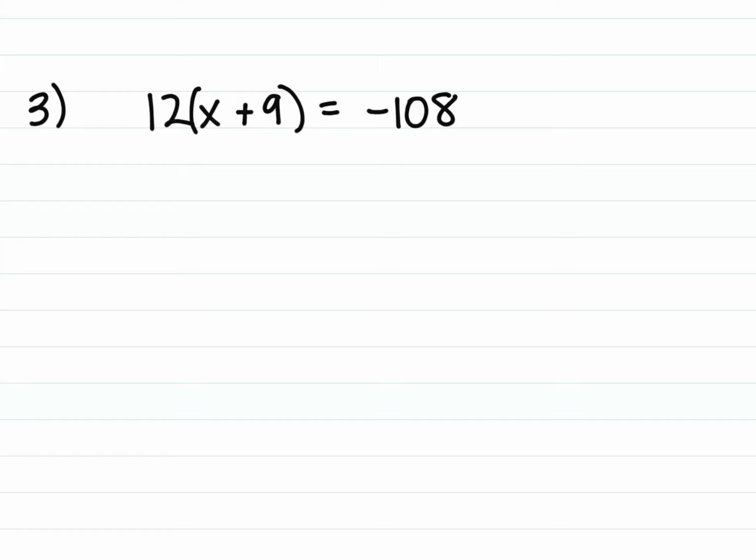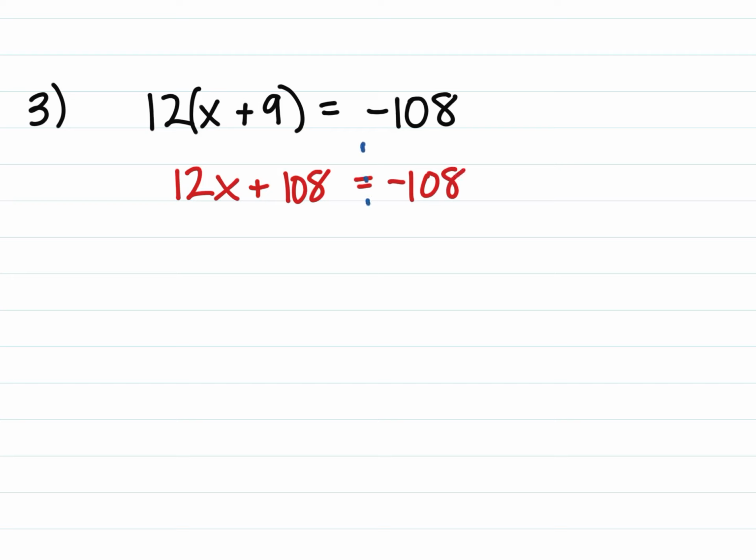Number 3 says 12(x + 9) = -108. When we have parentheses, that means we need 12 sets of x plus 9. If I have 12 sets of an x variable, that means that I have 12x pieces. If I have 12 sets of 9, I can multiply 12 by 9, and that is 108.